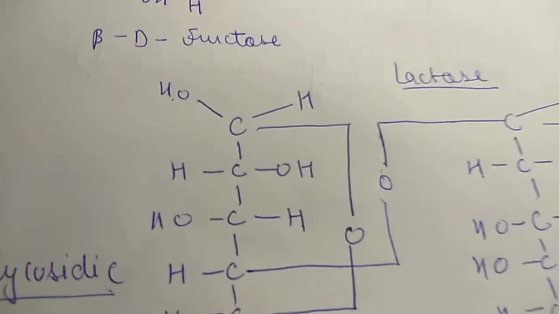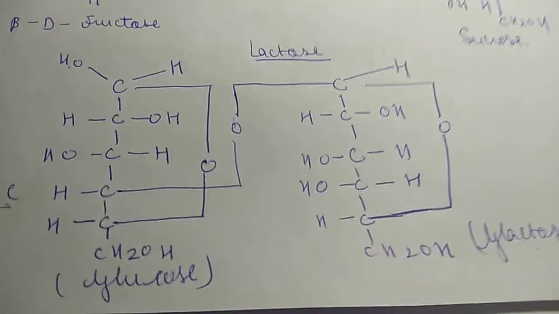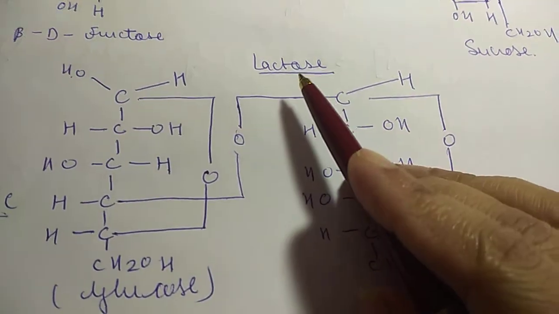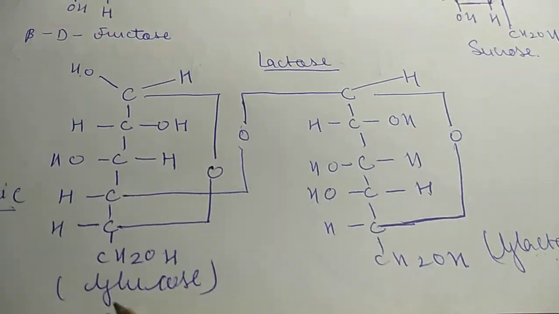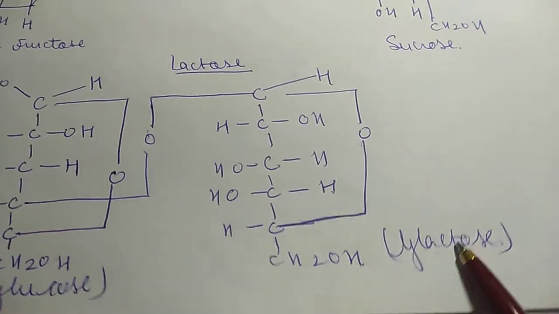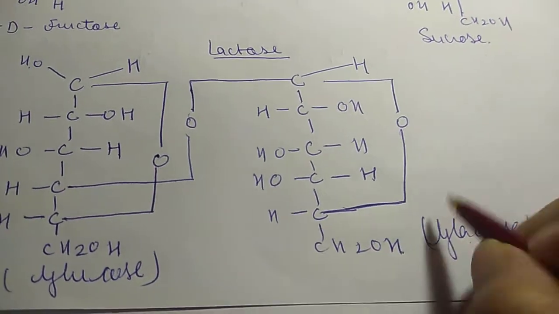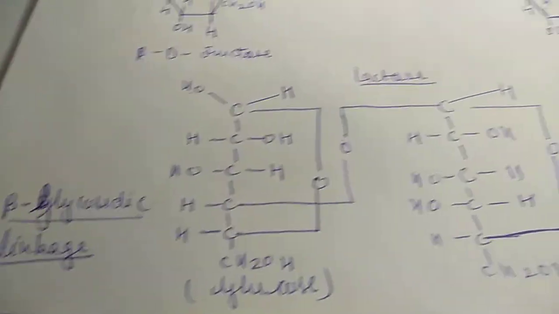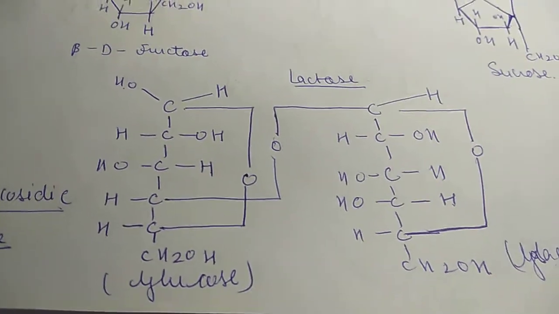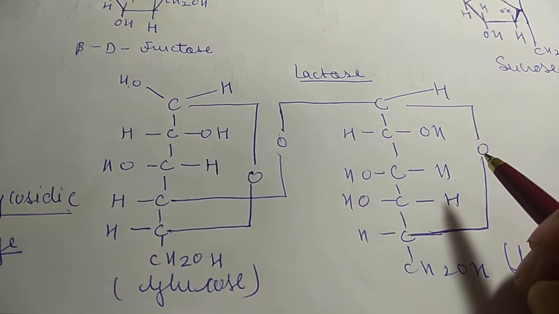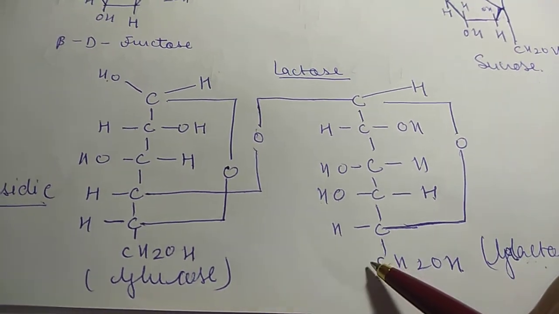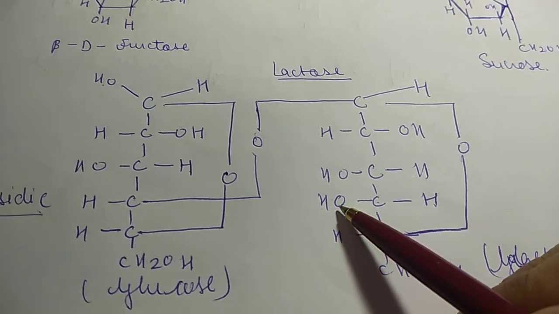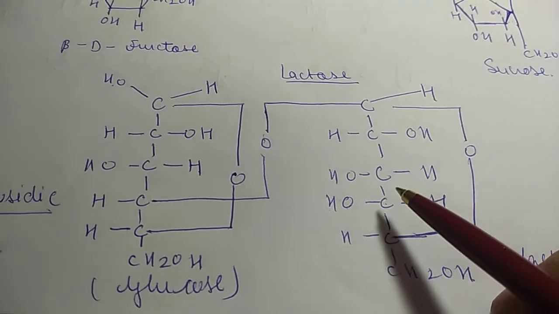Now next we have is lactose. Lactose is the disaccharide which is formed from the units glucose and galactose. Now the difference in the structures of glucose and galactose is only this, that in galactose you can see at carbon number 4 OH is on the left hand side. That is the only difference.